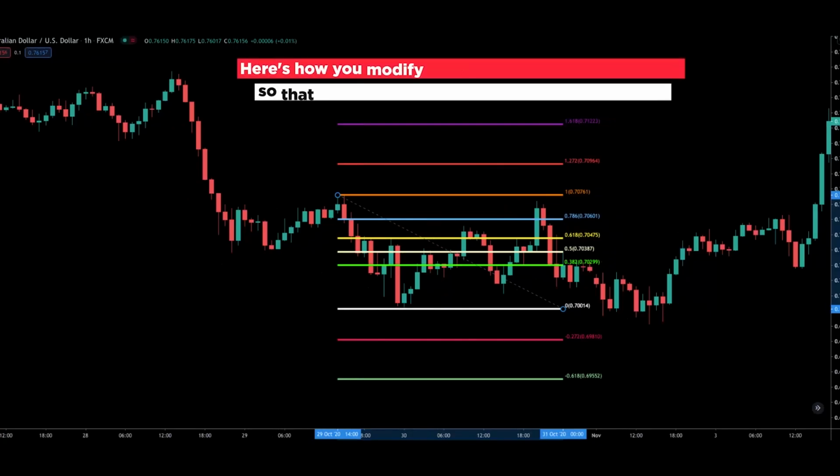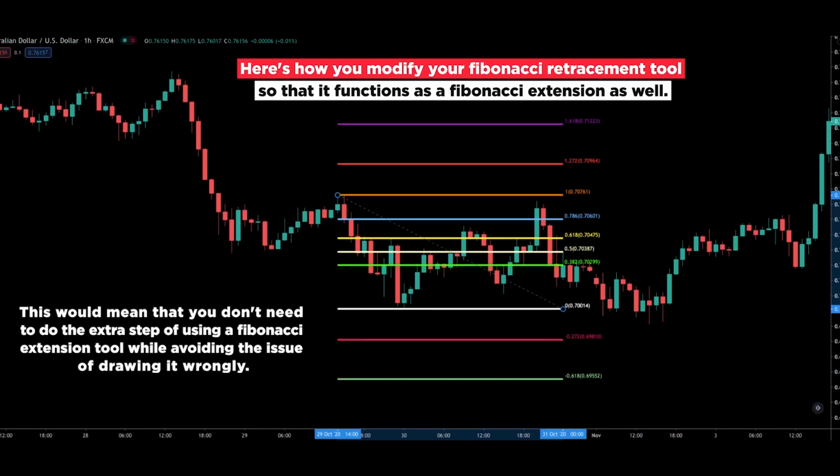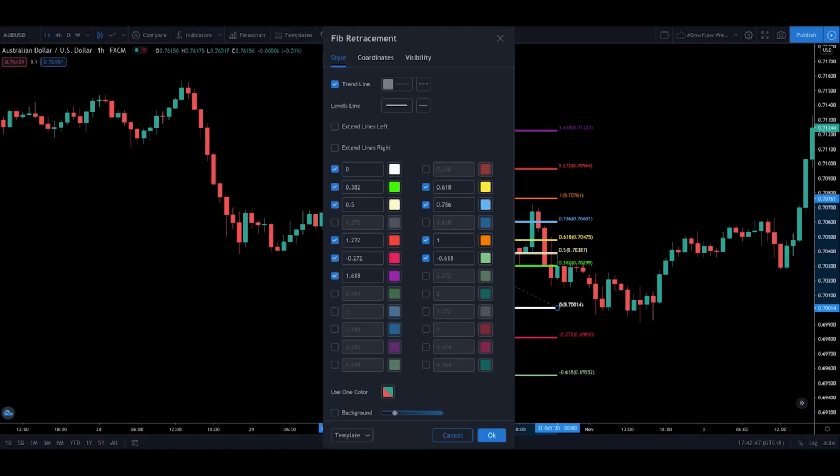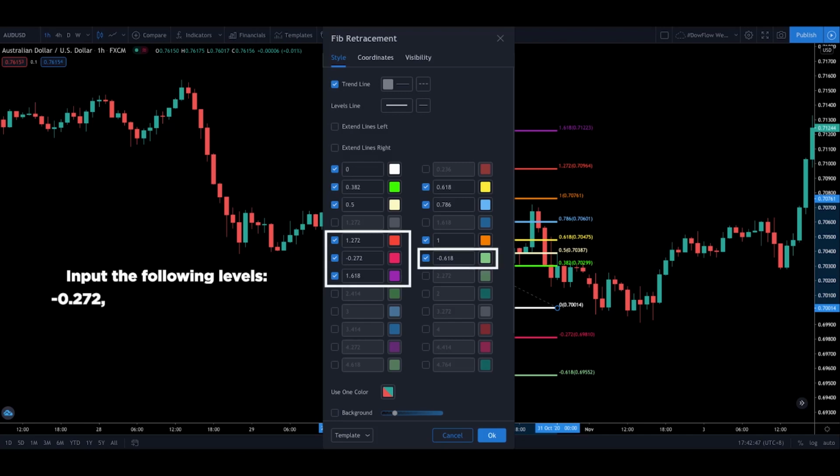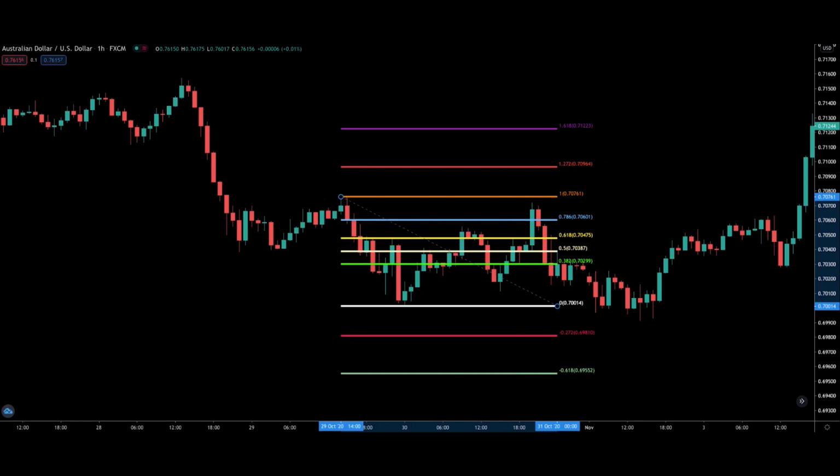Moving on, here's how you can modify your Fibonacci retracement tool so that it functions as a Fibonacci extension tool as well. This would mean that you don't need to do the extra step of using a Fibonacci extension tool while avoiding the issue of drawing it wrongly. So, open up your Fibonacci retracement tool and input the following levels: minus 0.272, minus 0.618, 1.272 and 1.618. Once you put in those levels, your Fibonacci retracement tool will automatically plot out the Fibonacci extension levels.